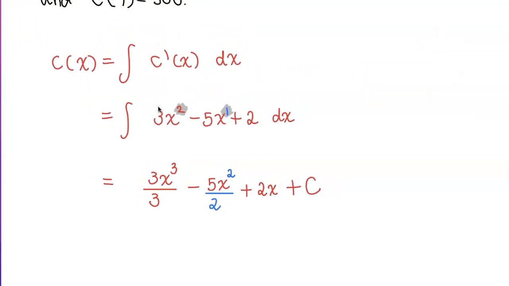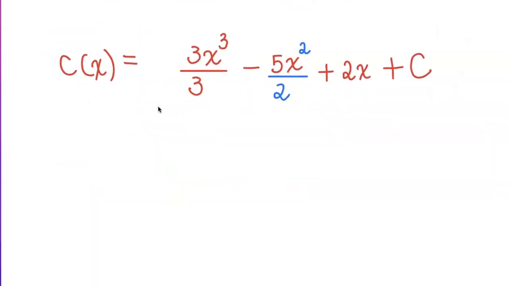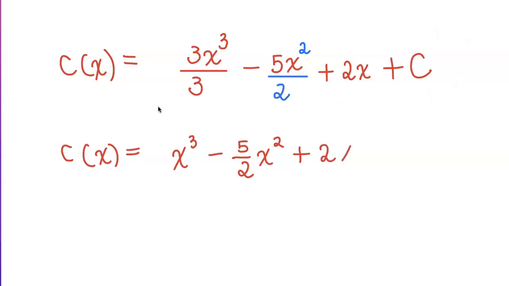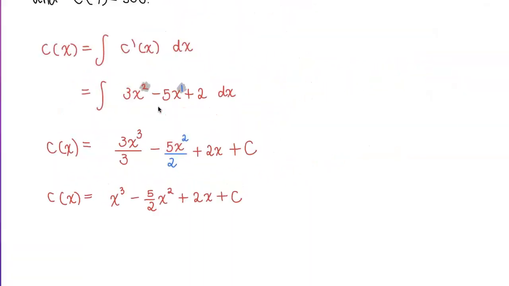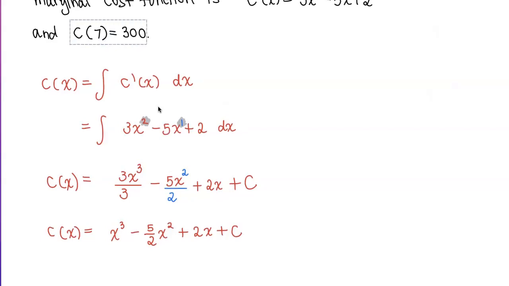It's not so pretty, so I'm going to try to simplify this a little bit, okay? So the cost function c of x is, I can simplify this 3 over 3 into just x cubed. 1x cubed minus 5 over 2 x squared plus 2x plus c. But remember, we had that initial condition, so I'm going to zoom out and find that information. This one right here. This is what I need. I'm going to copy this down here.